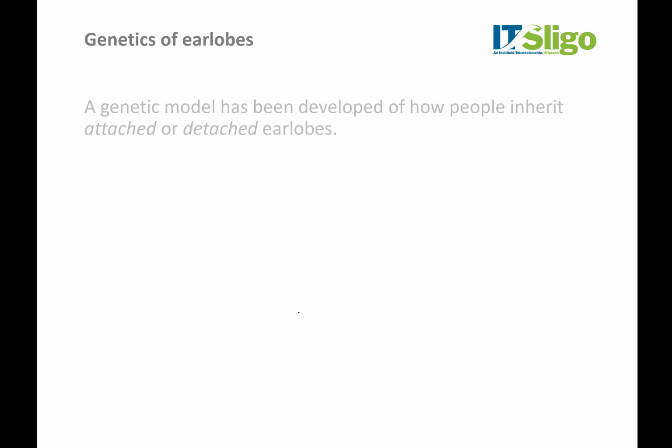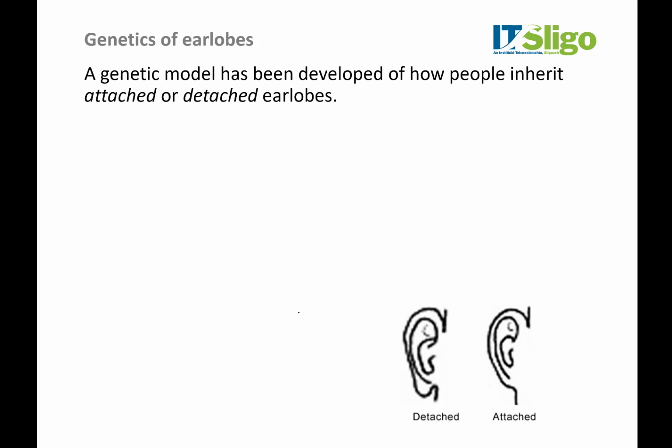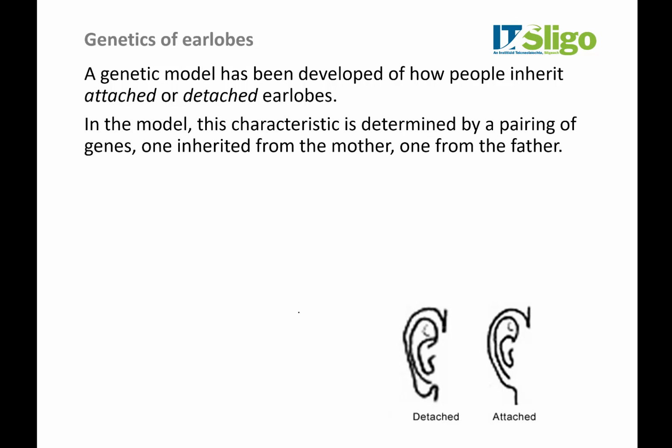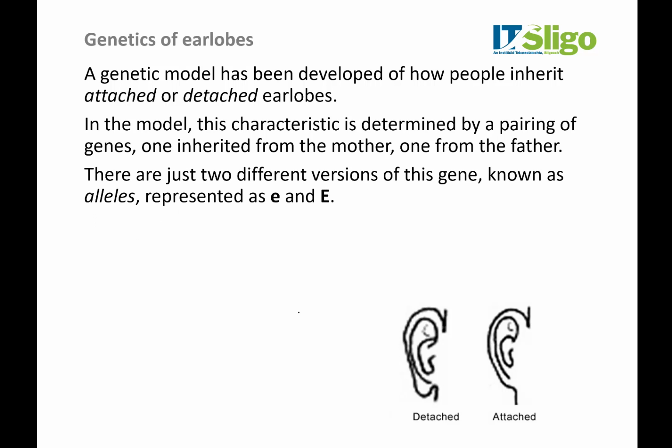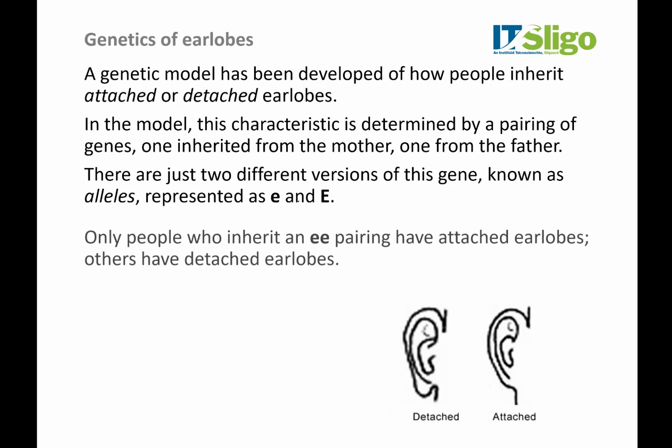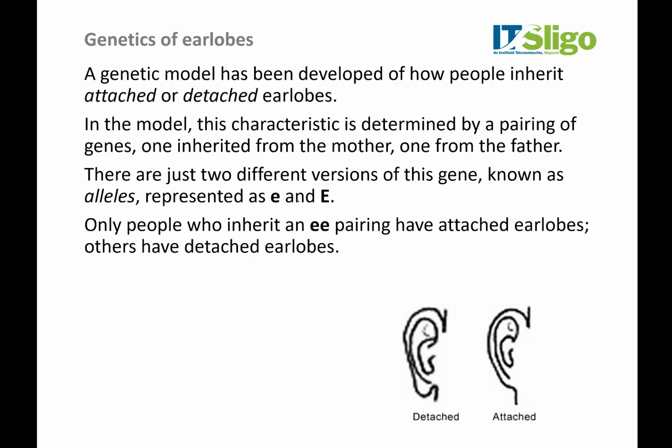So we take a look at the genetics of earlobes. So essentially, people inherit either attached or detached earlobes from their parents. So we get one gene, a pairing of genes. We get one from the mother and one from the father. And there are just two different versions of this gene. They're known as alleles, represented with a small e and with a capital E. So your parents have two of these in any combination, and then you get one each of these off each parent. So if you inherit two small e's, then you'll have attached earlobes.